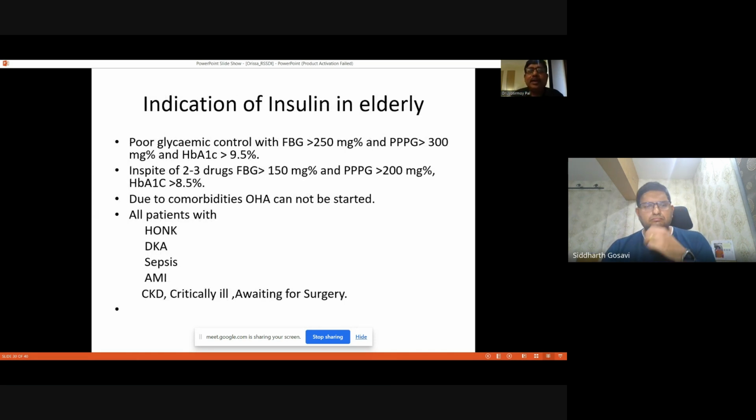Insulin should be started in certain situations, particularly if the patient presents for the first time with hormonal decay, sepsis, AMI, CKD, or the patient is critically ill or awaiting surgery. Usually, in poor glycemic control patients with fasting blood sugar more than 250, or PP sugar more than 300, or A1C more than 9.5, you should start insulin.